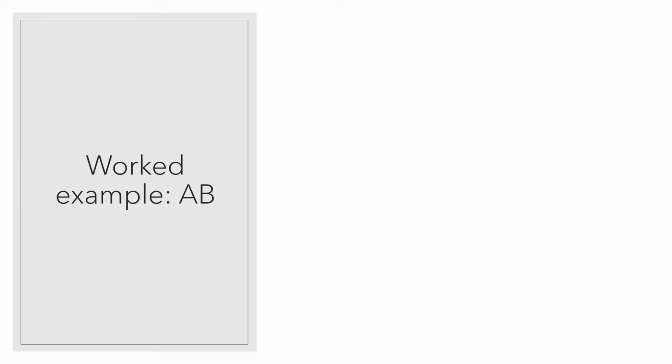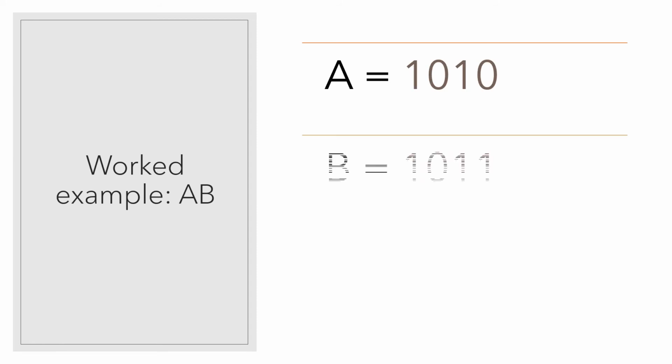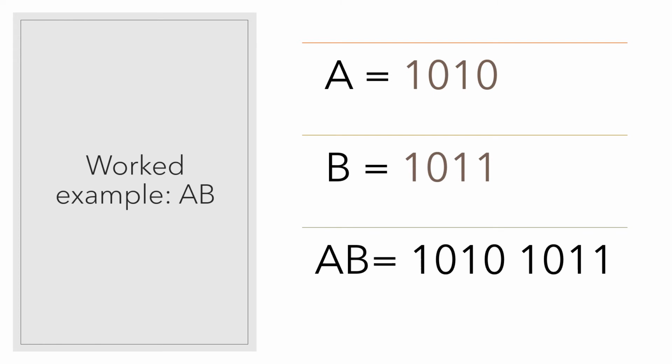And finally, if we had to convert the hexadecimal number AB into binary, looking on our table, A is 1010, B is 1011, so the whole thing is 1010 1011. I've no idea what that number is in decimal, and I don't need to know. That's the answer.